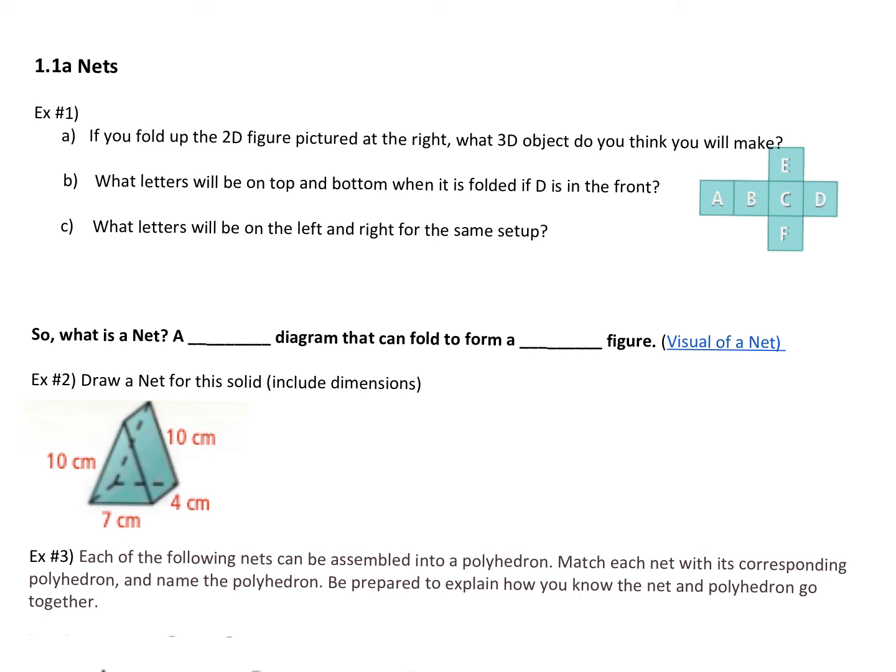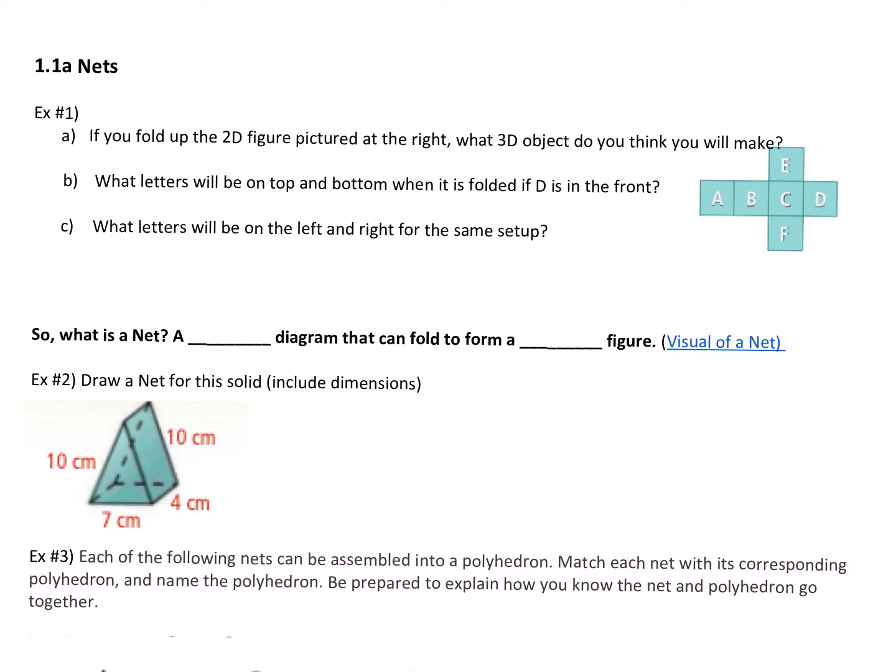1.1a, we are gonna talk about nets. And geometry, I said this to some of you yesterday, geometry is so spatial. It is so about the space around you and figures and all of that. So we're gonna jump right into that today with nets. Nets are very spatial. It's all about how things look and how they're set.